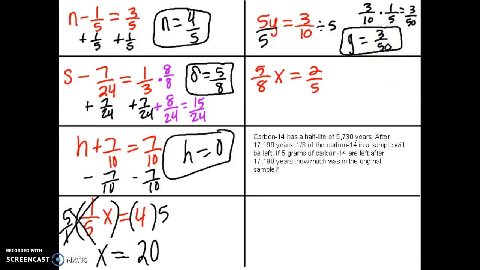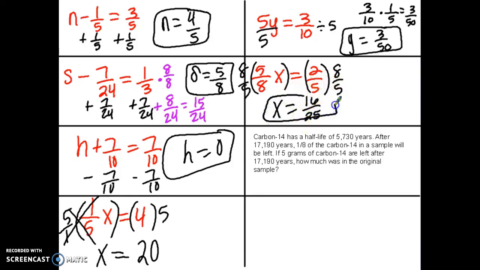5/8 x equals 2/5. So I have a variable that has a coefficient that is a fraction. So I'm going to multiply both sides by its reciprocal, 8 over 5. Two times 8 is 16. 5 times 5 is 25. So x equals 16 over 25.